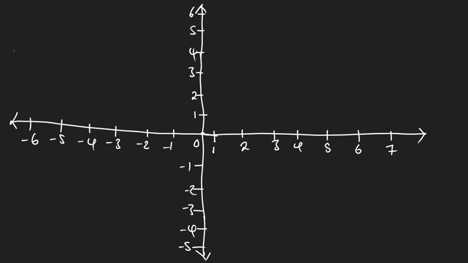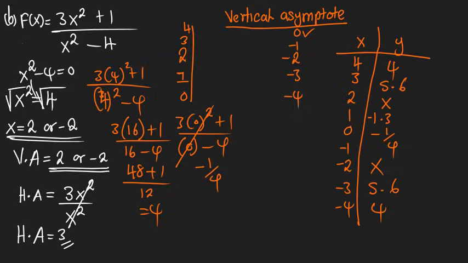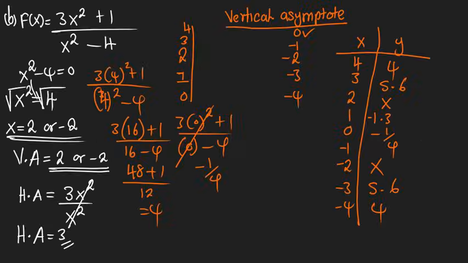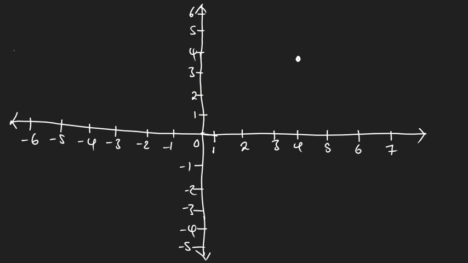So now let's do this. The first coordinate is 4, 4. 4, 4, it's here. This is 4, 4. Good. The second coordinate is 3, 5.6. 3, 5.6. Okay, it's here.